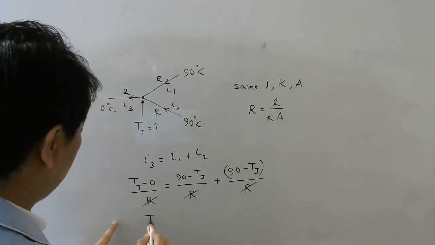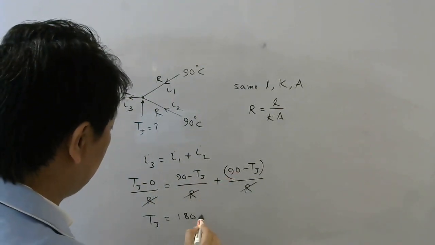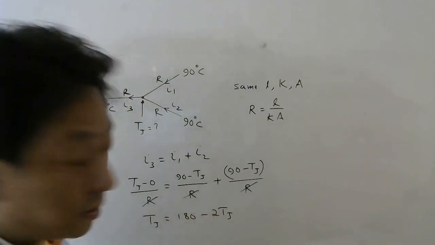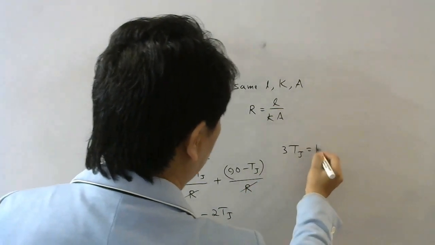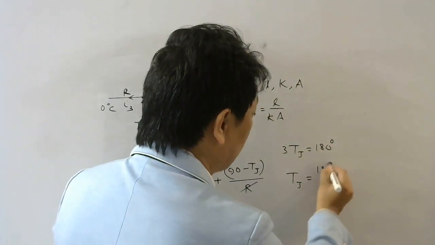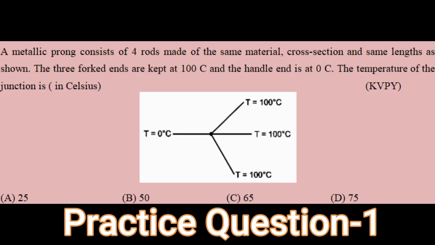So you are left with Tj equals 90 plus 90, 180, minus Tj minus Tj, that is minus 2 Tj. Then this minus 2 Tj comes this side. You will get 3 Tj equals 180. Tj equals 180 degree by 3, which will be 60 degree, right?